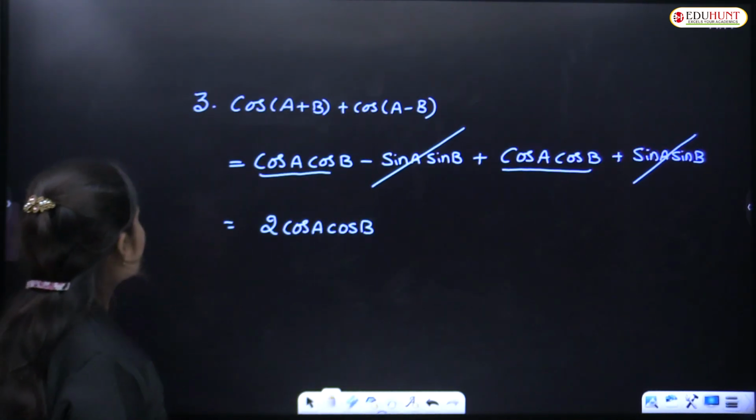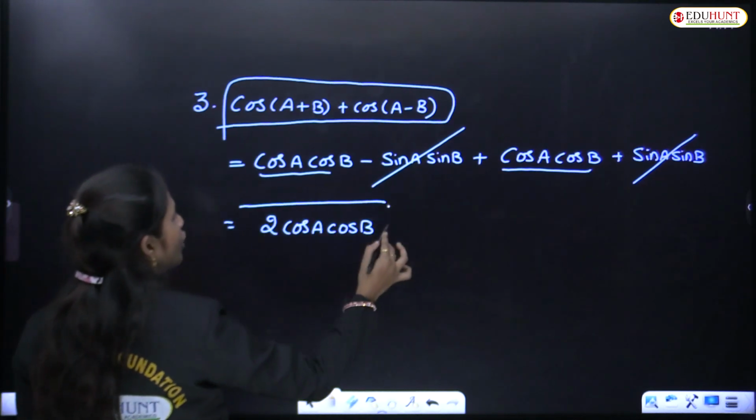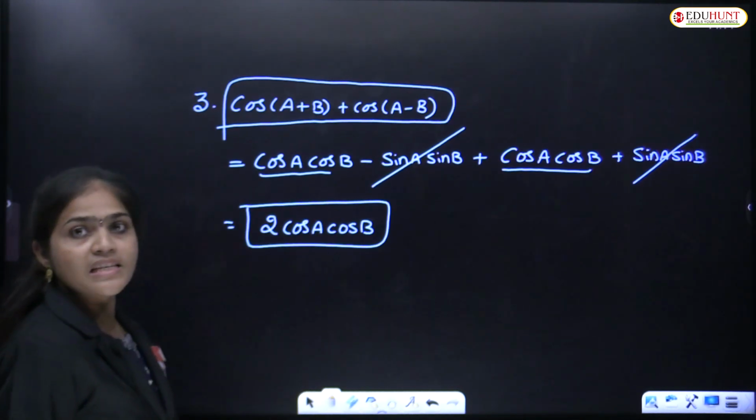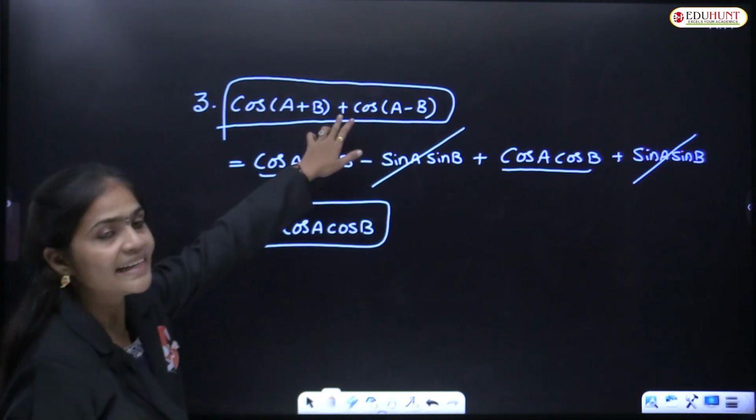Okay, so what is the answer for that? Cos of A plus B plus cos of A minus B? 2 cos A cos B. What is that formula? 2 cos A cos B. Okay, this is for the addition.